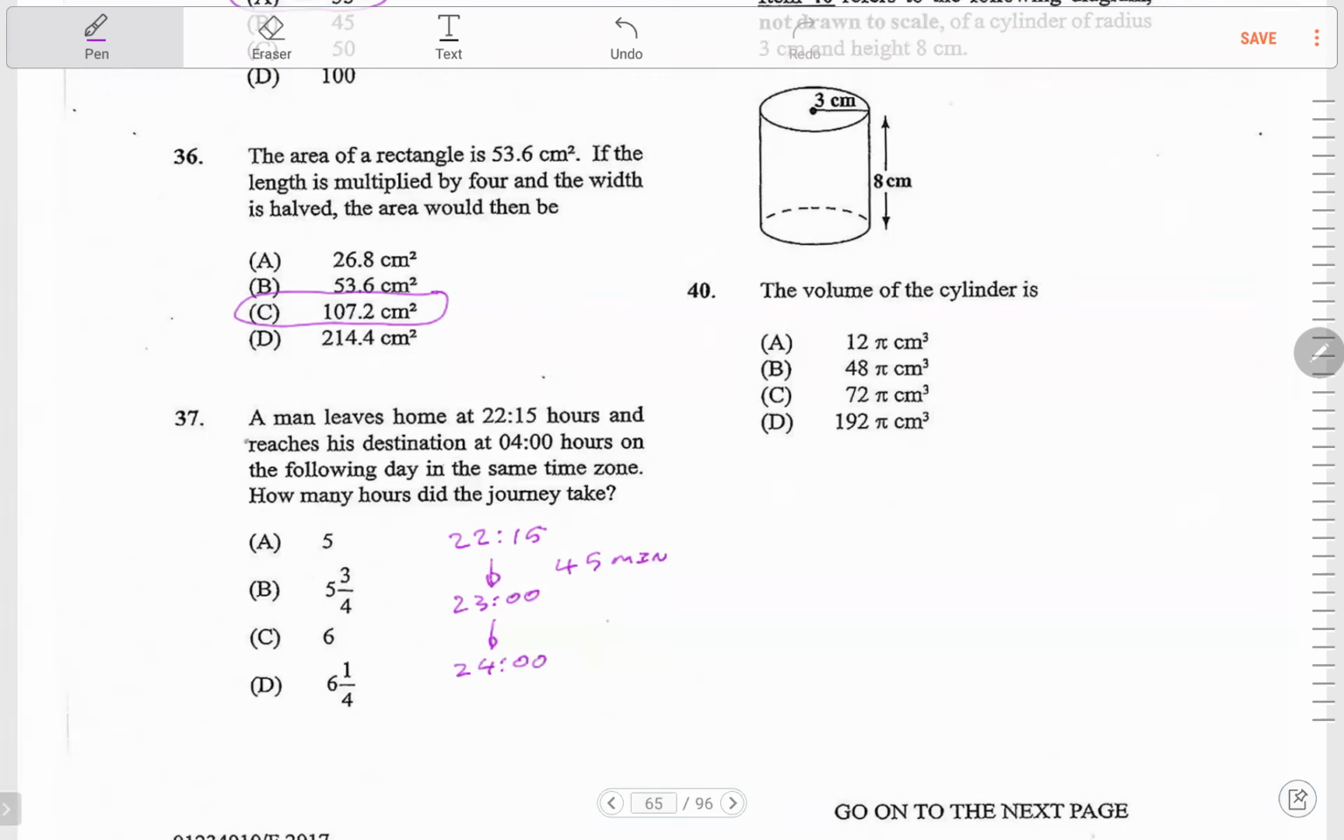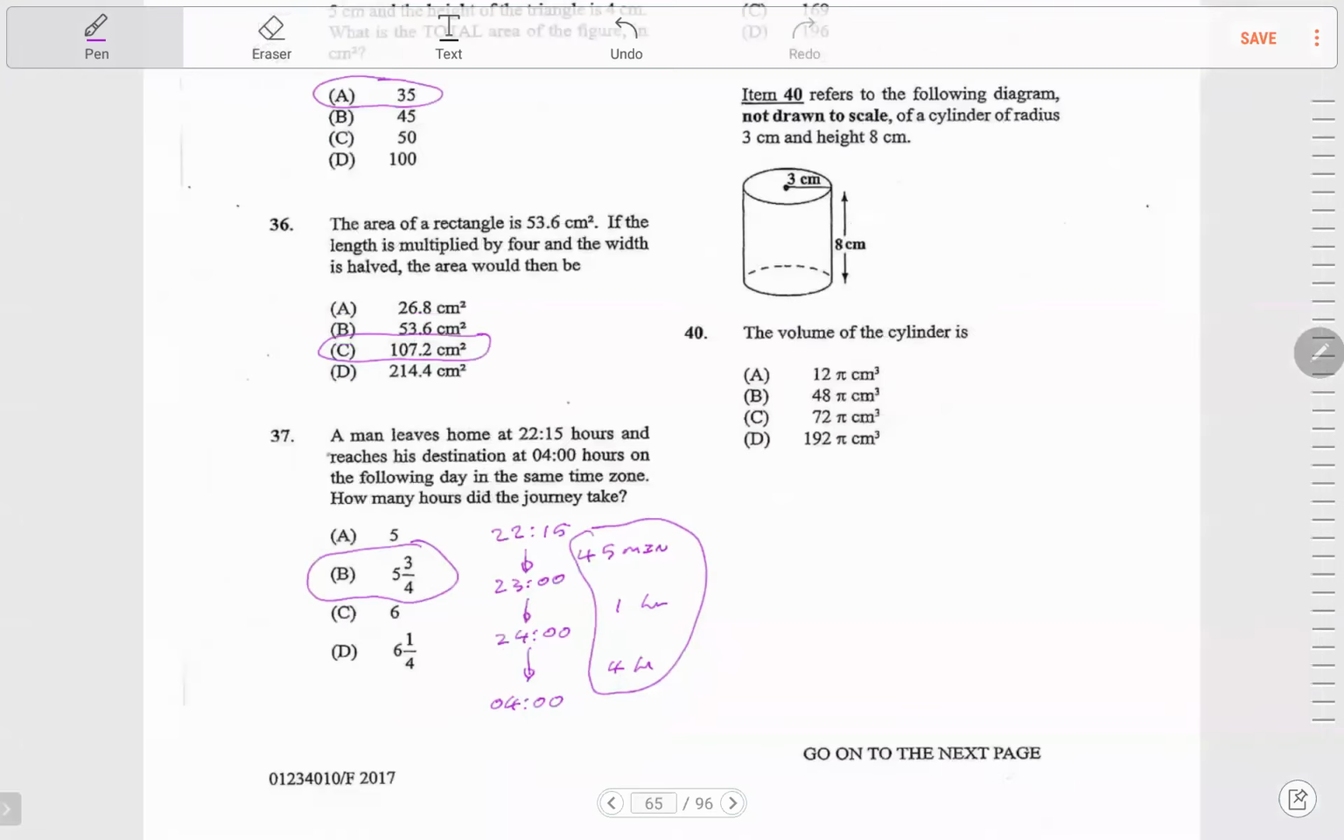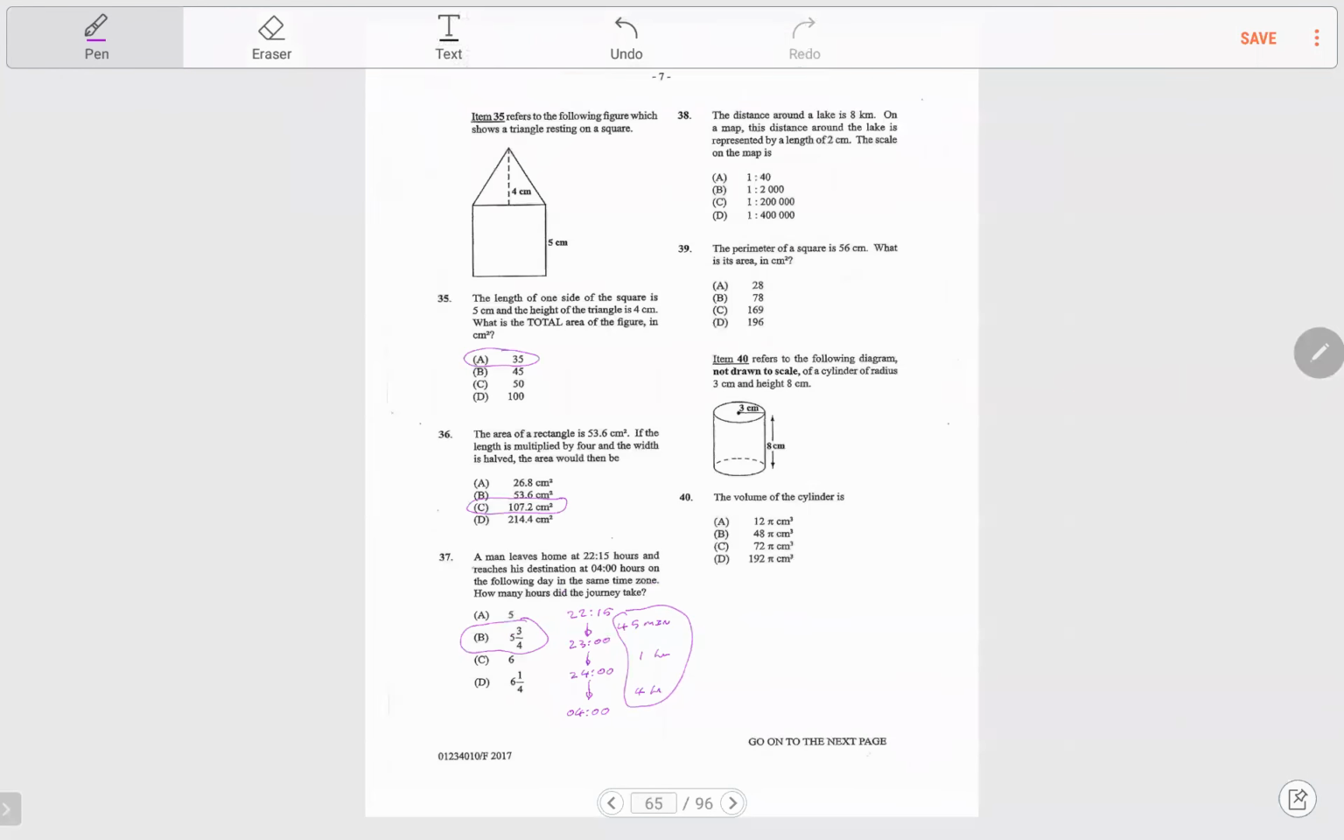That's the next day, so that's 1 hour. And then after that, it's going to 400 hours. So it's going to take another 4 hours to reach 4 hours the next day. Adding up the time, it's 5 hours and 45 minutes, which is 3/4. So it's 5 3/4 hours it took. Just add up the time like that. Nice and easy. All right, moving right along.